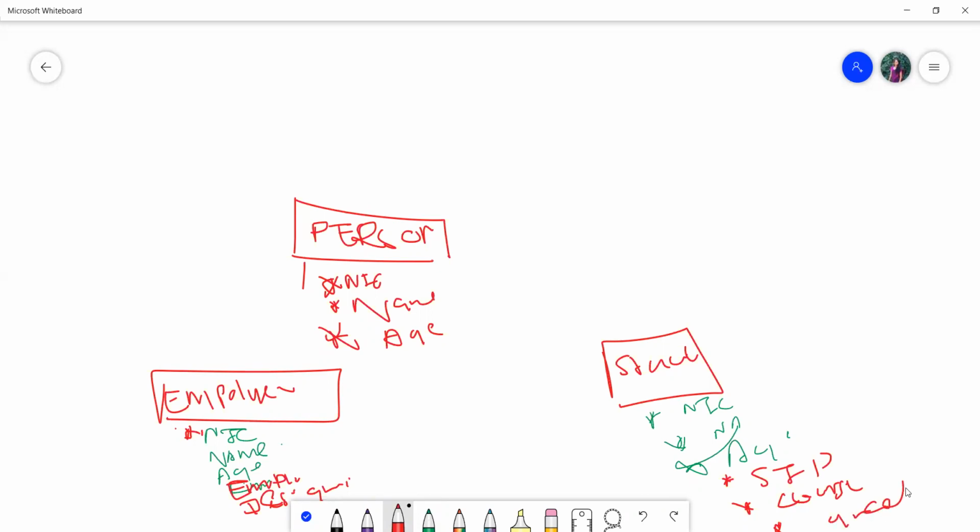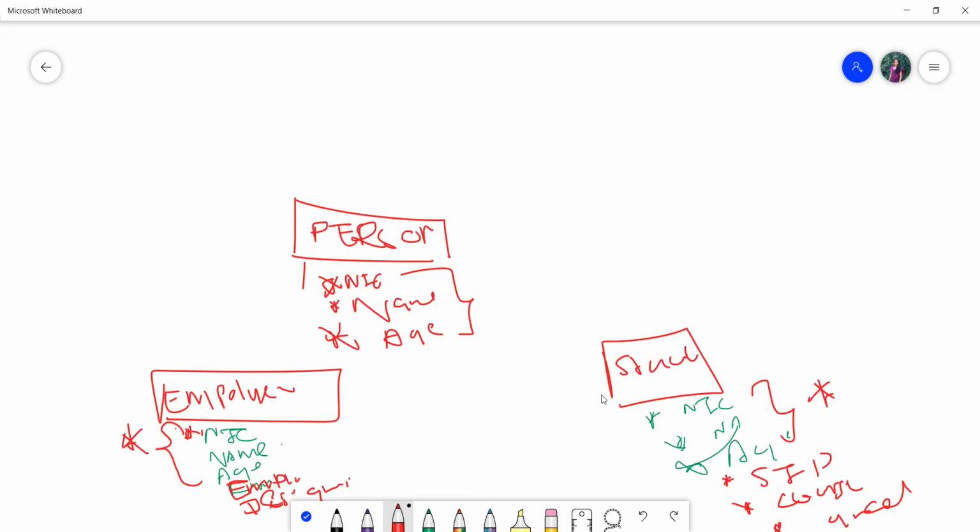Grade, like this. These are the properties of the student class. So there are three classes: person, employee, and student. These are the properties of the person class, these are the properties of the employee class, and these are the properties of the student class. When we consider these properties, you can see these three again. These three are also available in this class. Again, these three are available in this class.